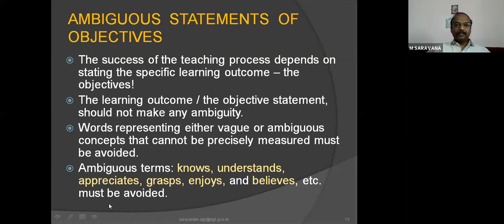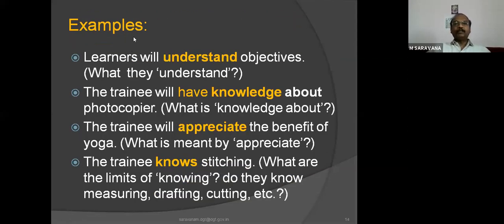Let us see some interesting terms. Ambiguous statements. See, knows: know is a verb, that is an action word, but it is not measurable. And understand is a verb, but it is not measurable. Appreciate, grasp, enjoys, and believes. All these terms are verbs, that is action words, but they are not measurable. So all these verbs should be avoided. All these words should be avoided while writing the instructional objectives. Some examples for the ambiguous statements.